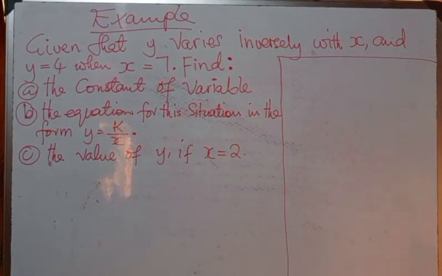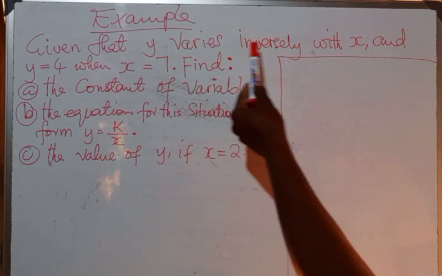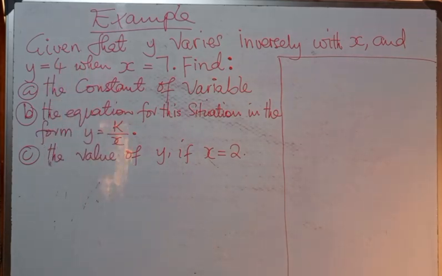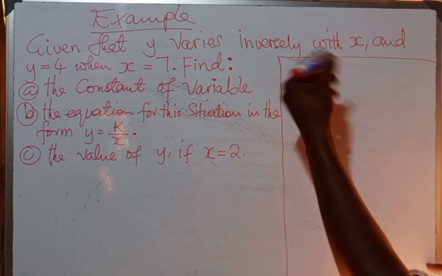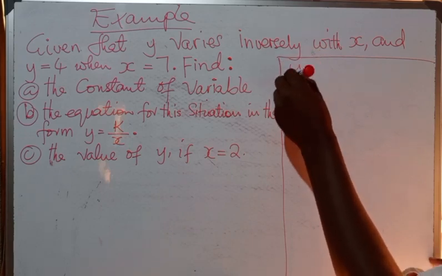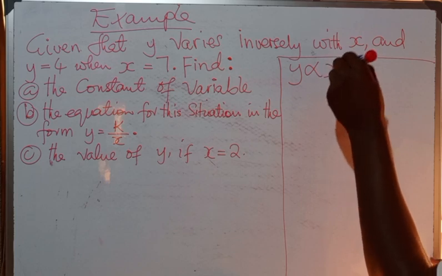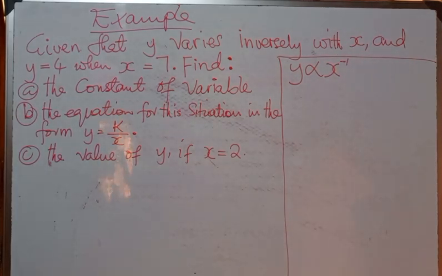We have the example which says, given that y varies inversely with x and y is equal to 4 when x is equal to 7, find the constant of variation. So since y varies inversely as x, it is the same as saying y varies as x to the power -1. That is the meaning of the inverse.